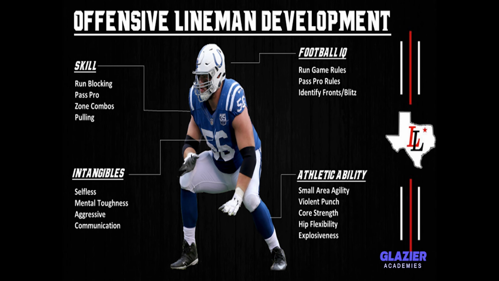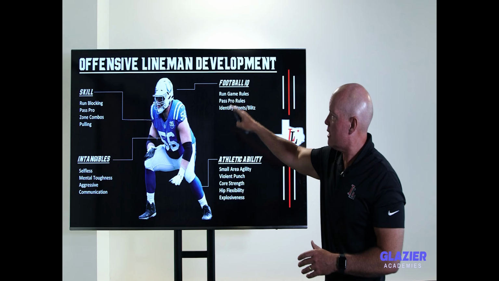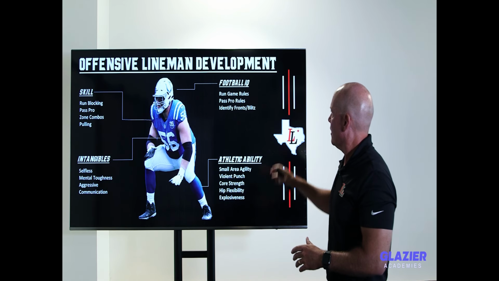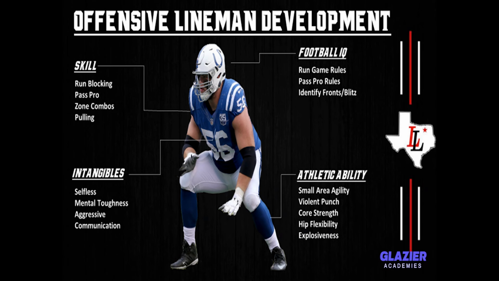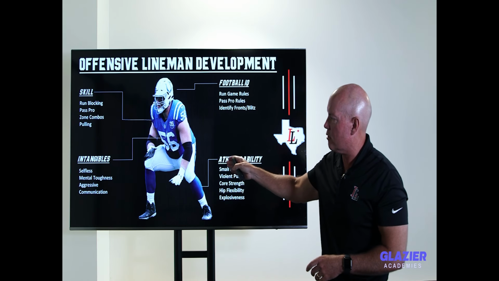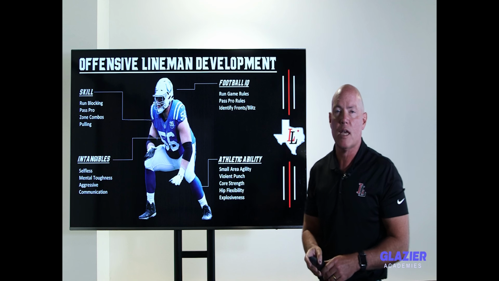Skill, run blocking, pass pro, zone combos, and pulling. If he can have these skills, we have a chance to be elite. You can see IQ. What does he have to learn? What type of ability must he have? What must we improve? And then, of course, intangibles. Here's your selflessness, your mental toughness, your aggressiveness, and the ability to communicate.